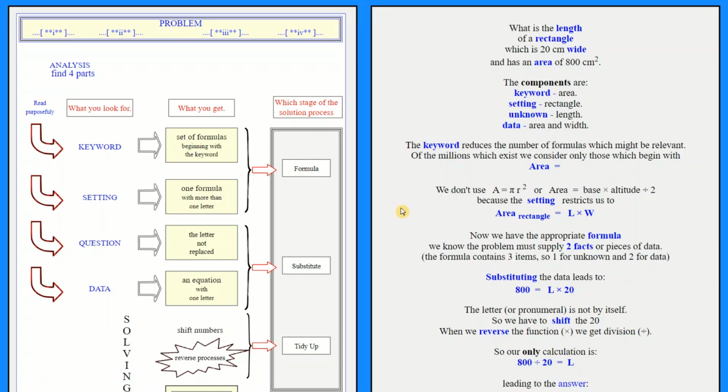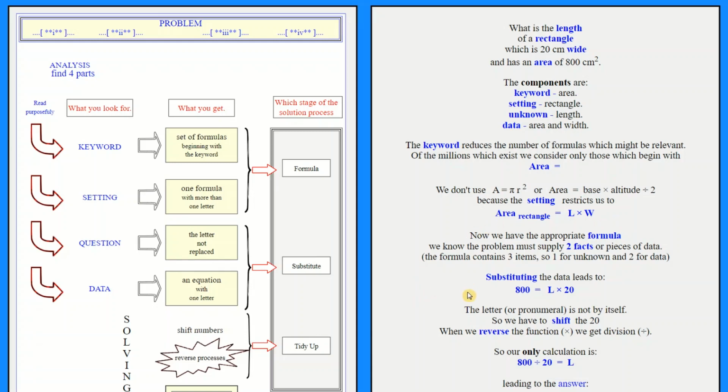The formula we use, area is length by width. Now we have the appropriate formula. We know the problem must supply two facts, because this formula mentions three things, and if we're only going to have one unknown, the problem must have two pieces of data. That is consistent with what we found when we analysed the problem.